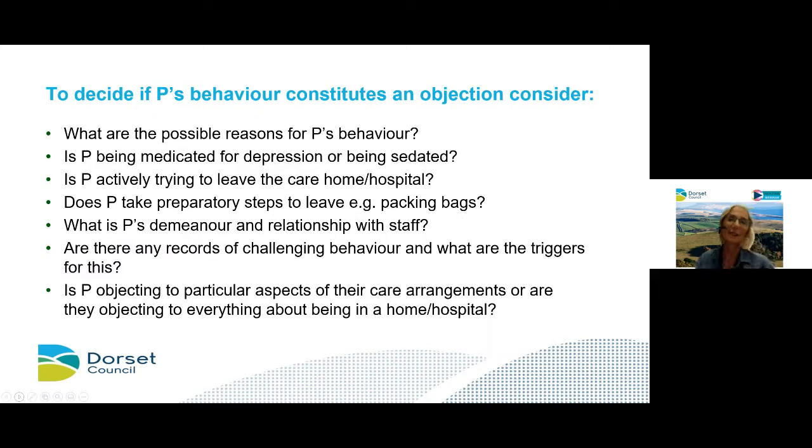Okay, so to decide if P's behaviour constitutes an objection, we must consider what's the possible reason for P's behaviour. We need to think about, is there maybe a UTI? We know that infection can sometimes make people's behaviour change. Infection of any other sort, maybe constipation, a recent change in their routine. Has something happened different that's really thrown them?